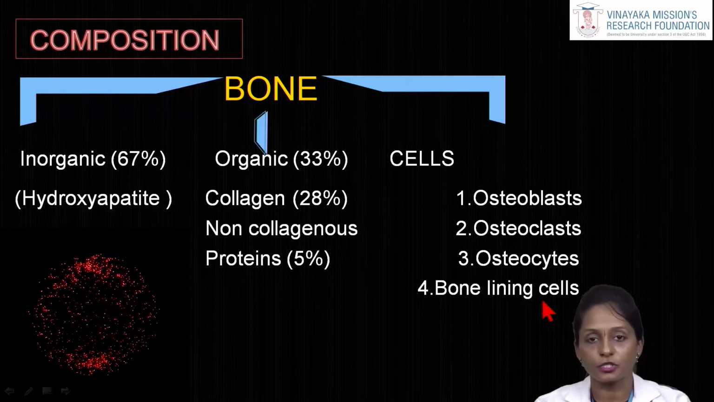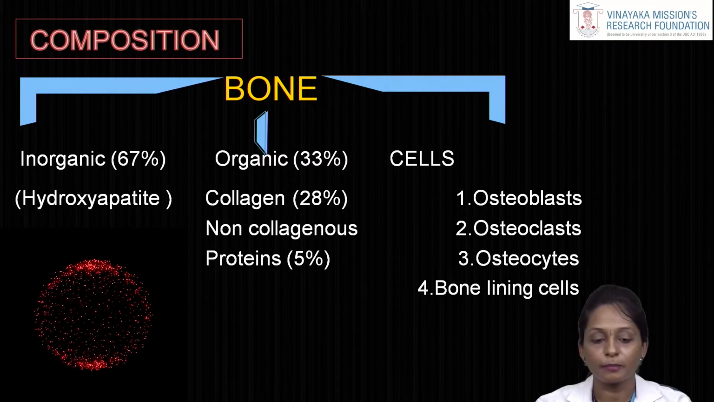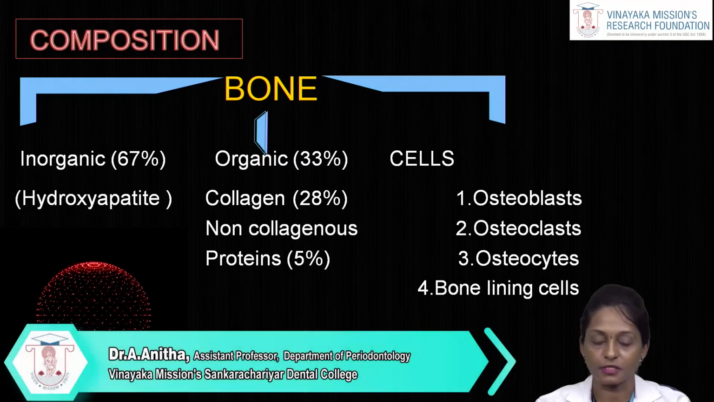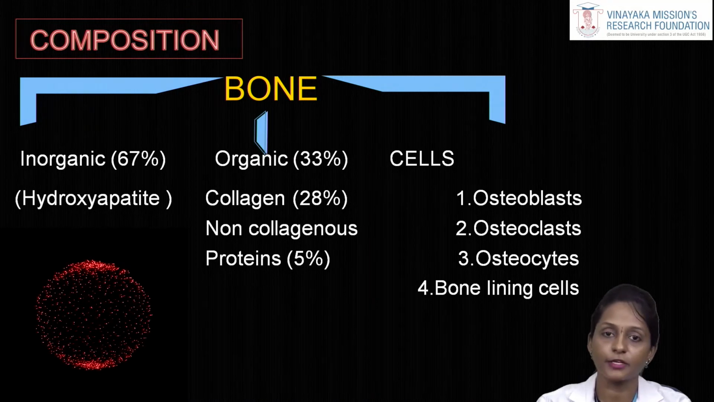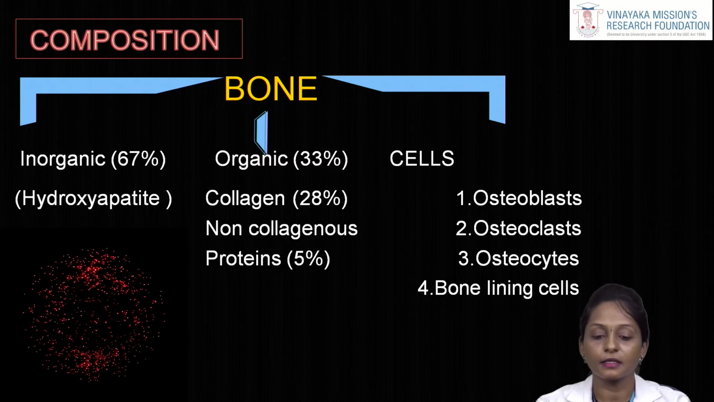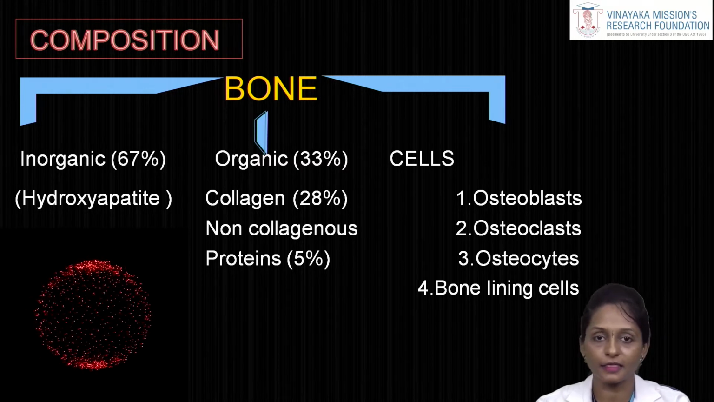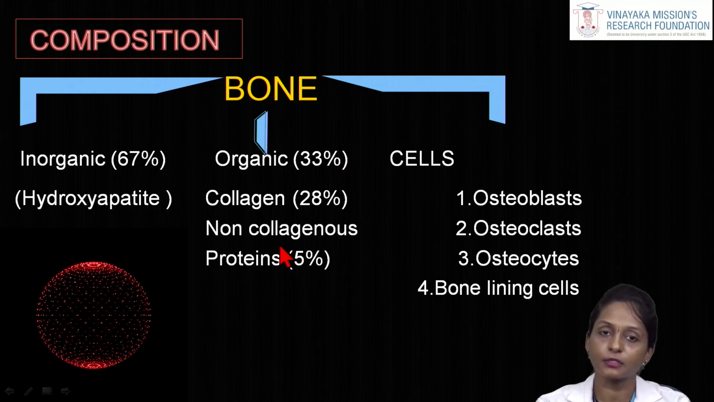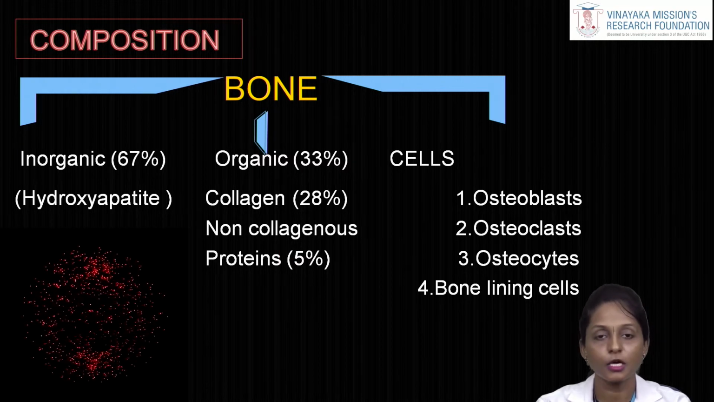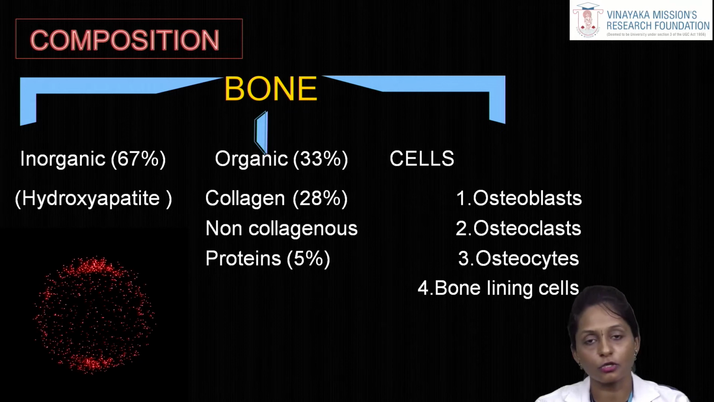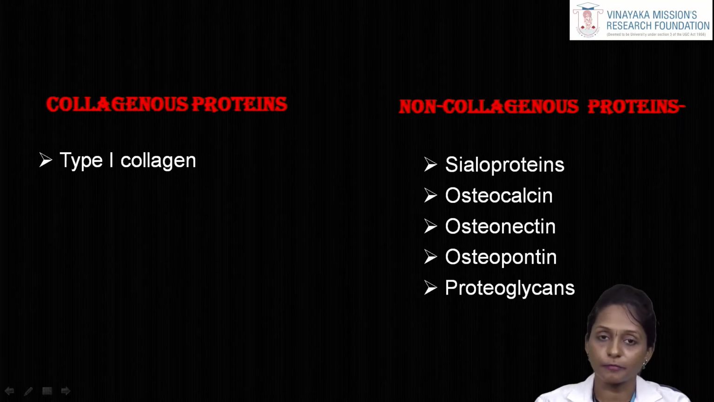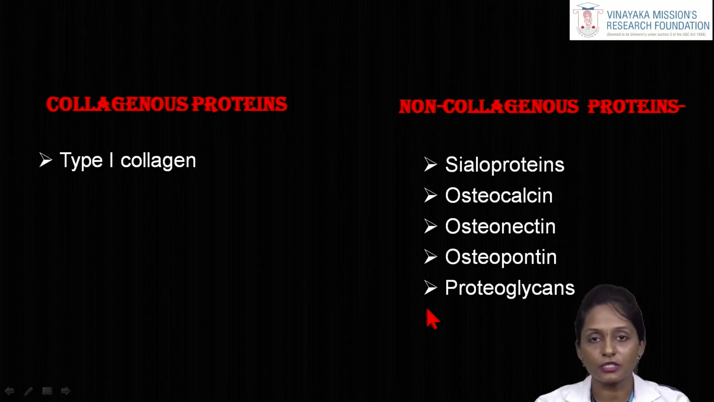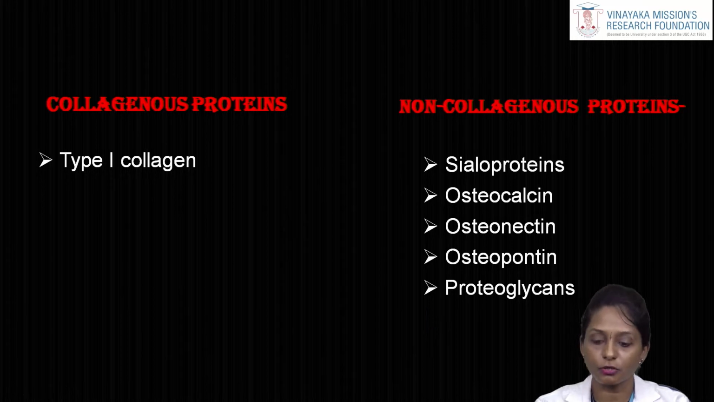So coming to the composition. You all know the bone is made up of organic and inorganic substances. The inorganic substance constitutes about 67%, mainly hydroxyapatite content, and the organic portion constitutes only 33%, of which you can see the collagenous proteins and the non-collagenous proteins along with cells like osteoblasts, osteoclasts, osteocytes, that is, bone lining cells. So what are all the collagenous proteins? It is composed of type 1 collagen, and the non-collagenous protein consists of glycoproteins, osteocalcin, osteonectin, osteopontin and proteoglycans.